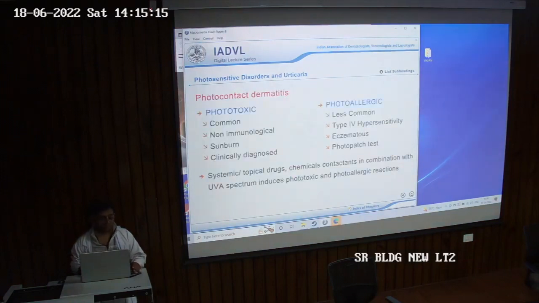In photocontact dermatitis, phototoxic and photoallergic are two entities. Phototoxic is common, non-immunological, sunburn is often seen and is clinically diagnosed. While photoallergic is less common, it's a type 4 hypersensitivity disorder. Eczematous lesions are seen and it is diagnosed by photopatch test. Systemic or topical drugs, chemicals, contactants in combination with UVA spectrum induce phototoxic and photoallergic reactions.